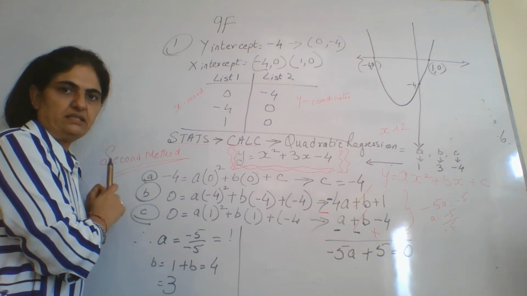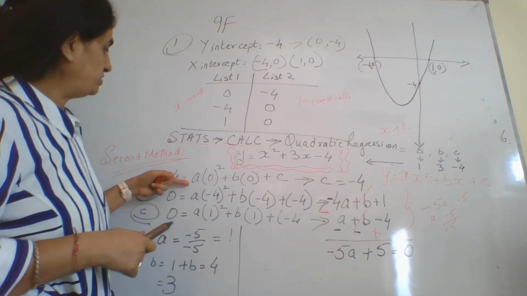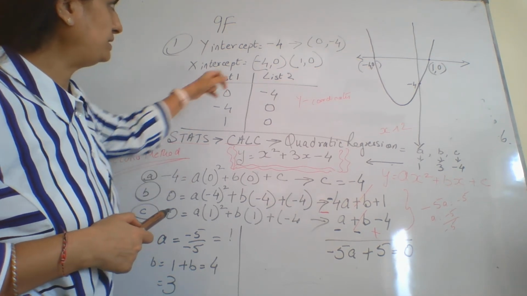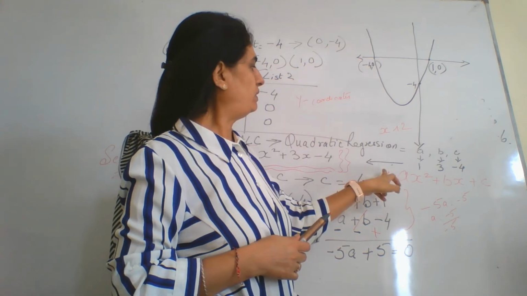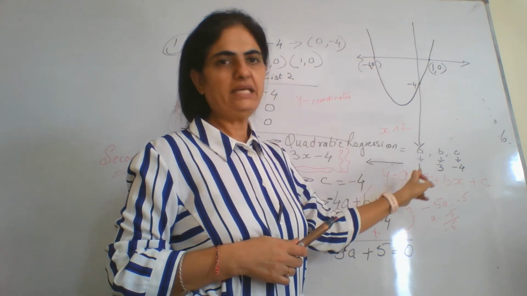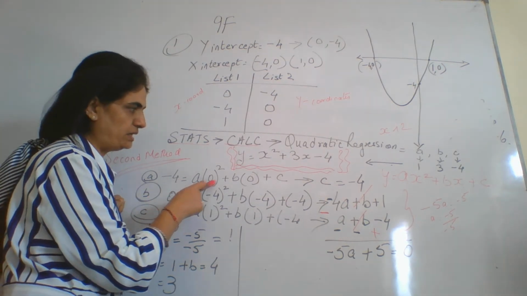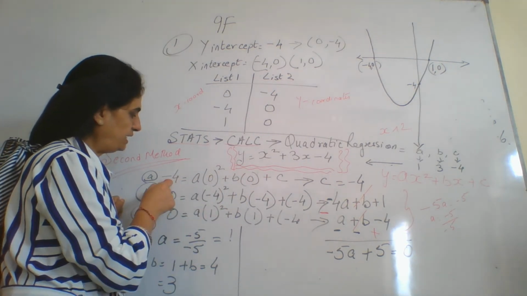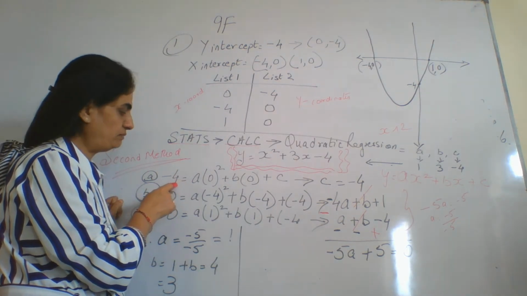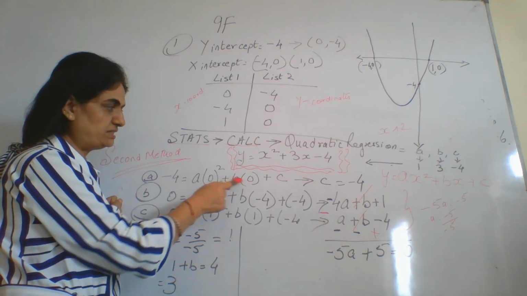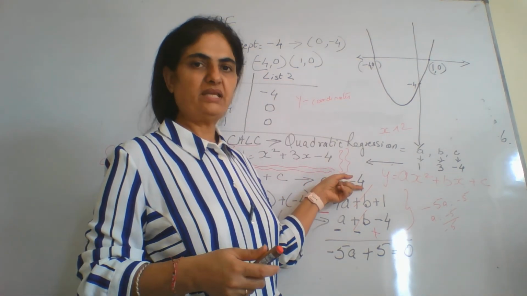There is one more method, a second method, which you can do manually by considering these coordinates. First of all, let me take (0, -4). Now the y value -4 and the x value 0 you will put in all the x places of this equation. So here I will get a into 0² + b into 0 + c, and in place of y I put -4. Since these are all zeros, your c will be equal to -4.